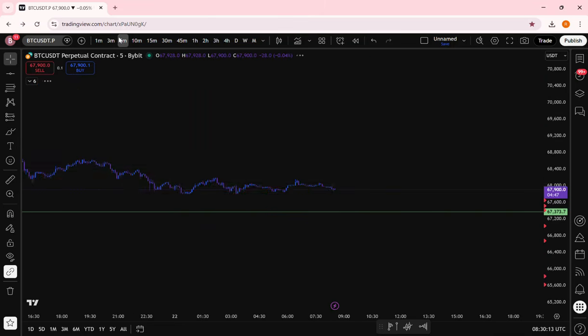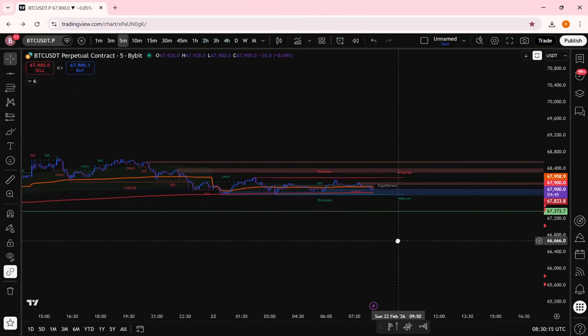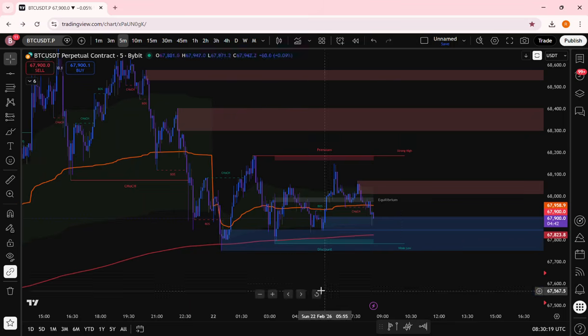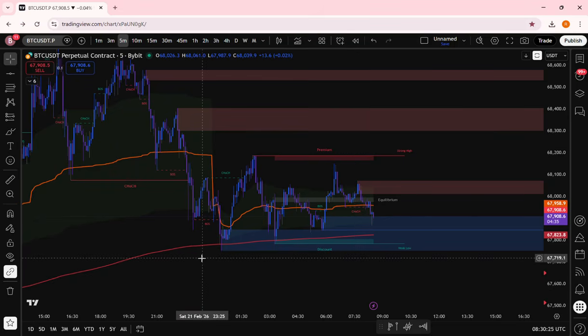We go to a 5-minute time frame, which is good for scalping, 5-minute and lower. We can see that this is the discount range, and that's that same order block, and that's our premium range. So very useful indicator. It's free as well, and I hope you enjoyed this video.